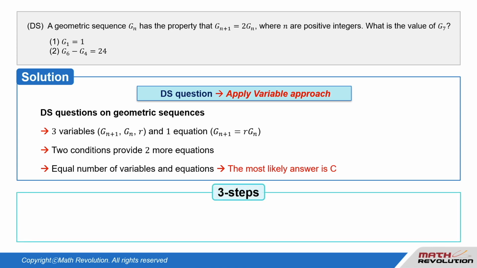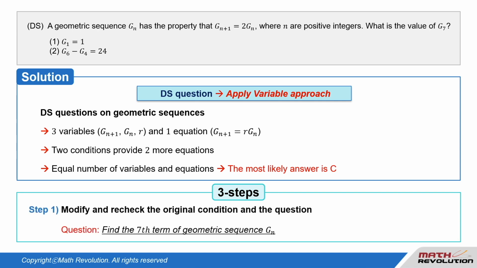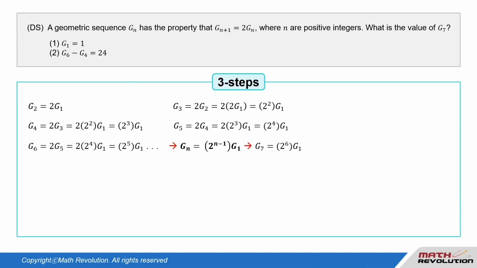Let's apply 3 steps of the variable approach. Let's follow the first step of the variable approach by modifying and rechecking the original condition and the question. We are looking for the value of the 7th term of the geometric sequence g of n. g of 2 equals 2 times g of 1. g of 3 equals 2 times g of 2 equals 2 times (2 times g of 1) equals 2 squared times g of 1.